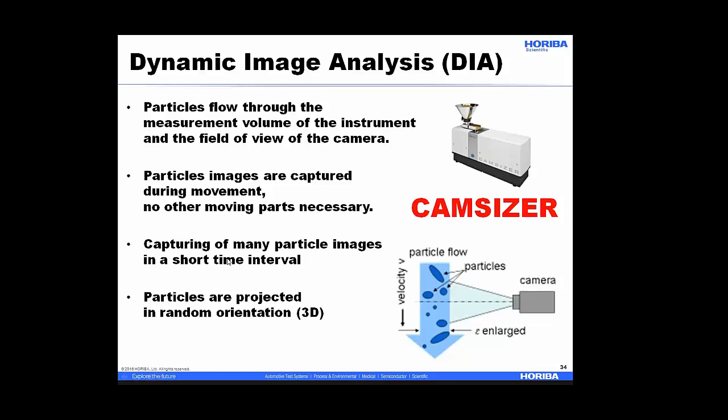You can get a lot of particle images very quickly, and in part that's due to lack of moving parts. And particles are projected in random orientation, 3 dimensions. That's something important to keep in mind as we talk about some of the vagaries of image analysis. You can actually orient the particles, which is done in certain special cases.